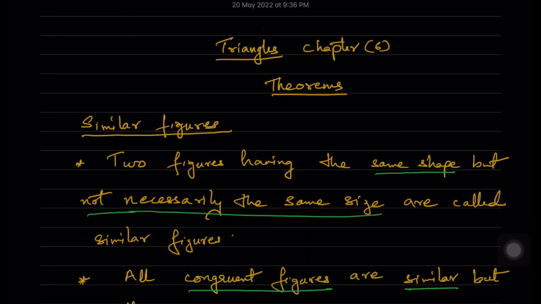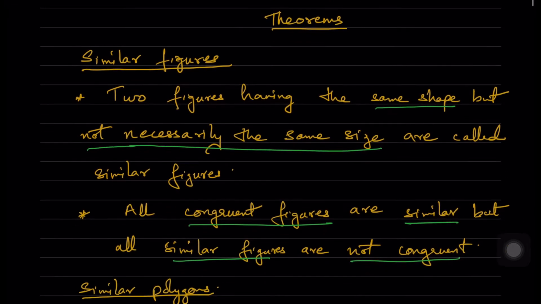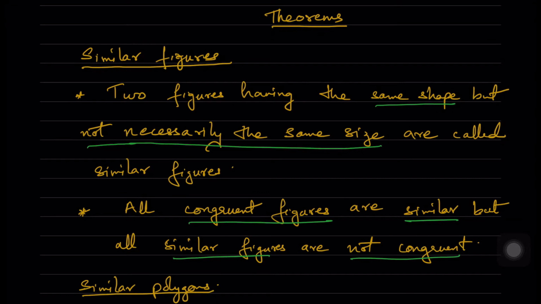Triangles, chapter 6 theorems. We'll go into all the important theorems of this chapter. What are similar figures? We'll see from this. Two figures having the same shape but not necessarily the same size are called similar figures.